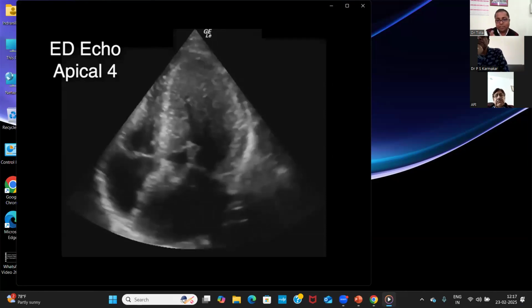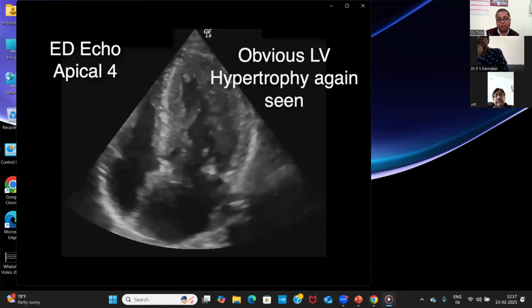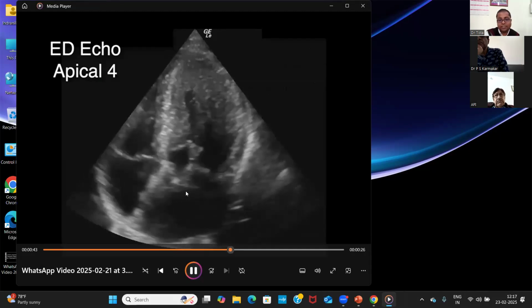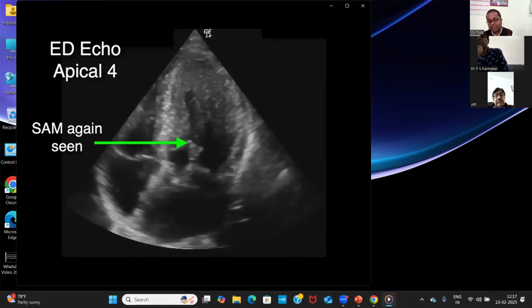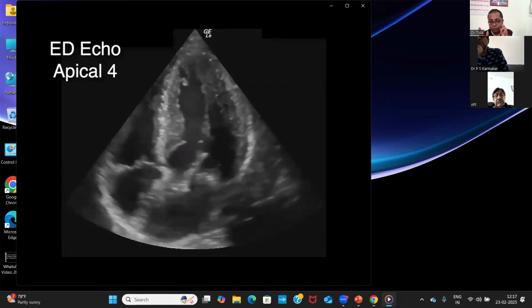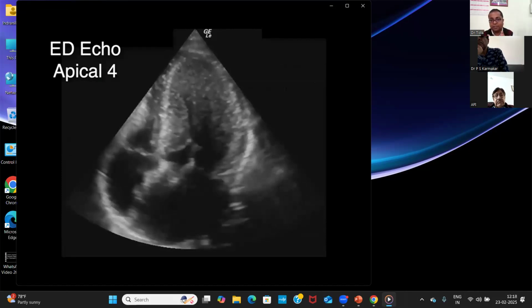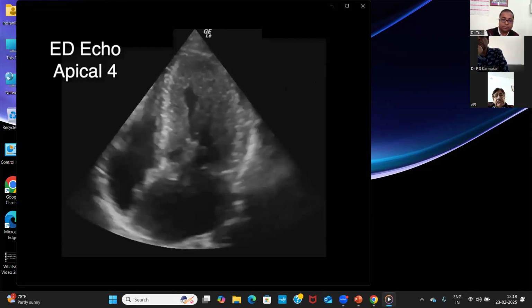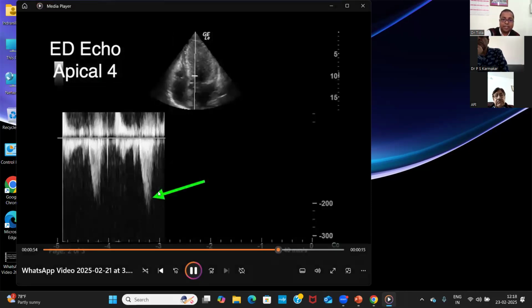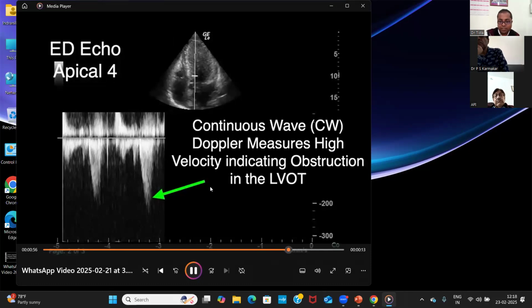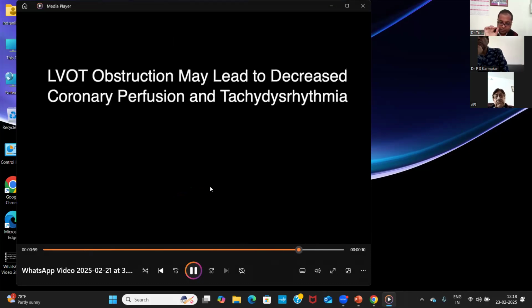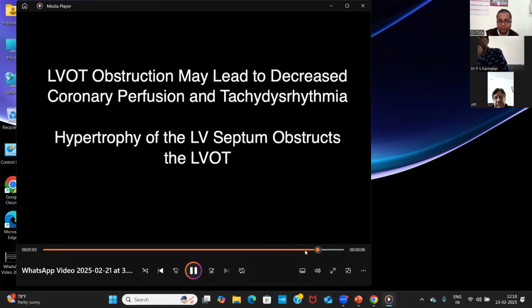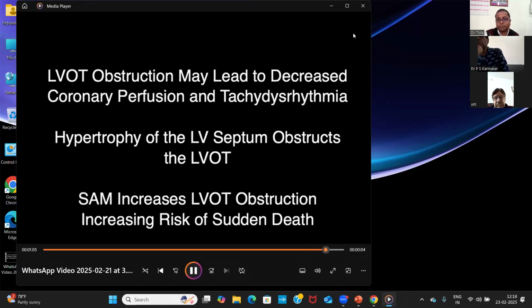This is the apical four-chamber view. Again, we can very obviously see LV hypertrophy and the systolic anterior motion. You can see it striking against the septum, and both of these mechanisms are causing the LVOT obstruction. And here, by putting a continuous wave Doppler, you have to identify the maximum level of the obstruction, and with continuous wave Doppler you can find the obstruction.